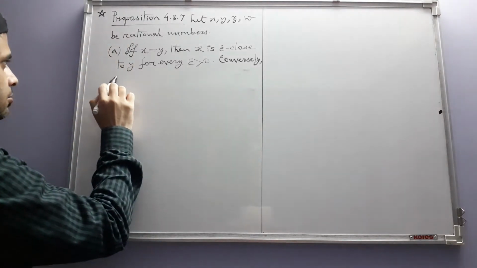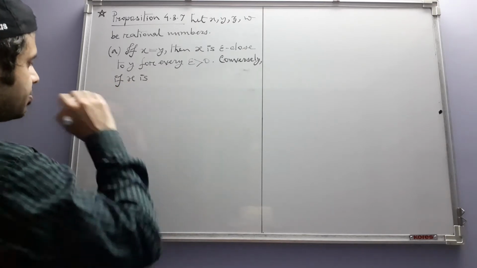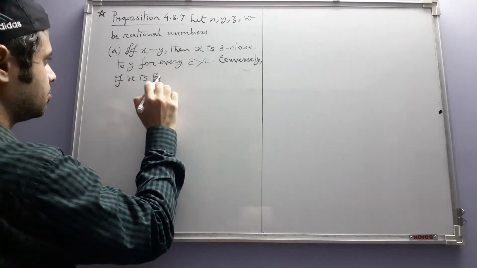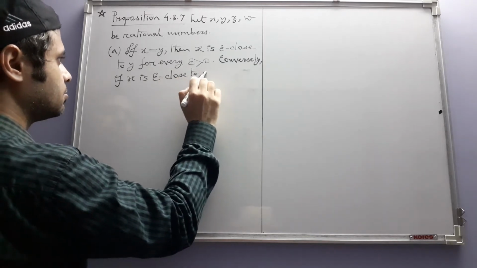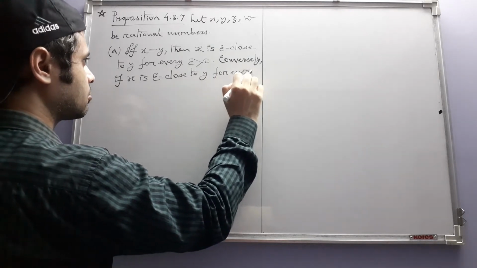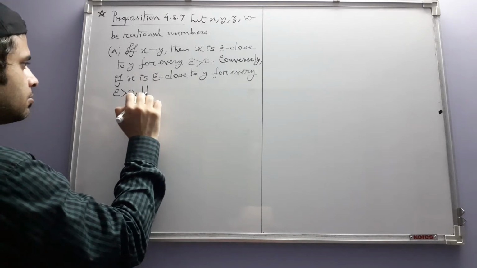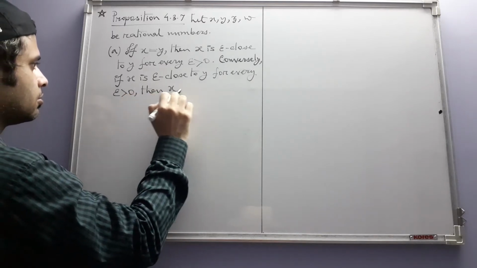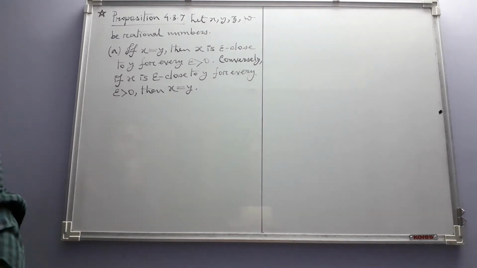Conversely, that means the converse is true: if x is epsilon close to y for every epsilon greater than 0, then x has to be equal to y.